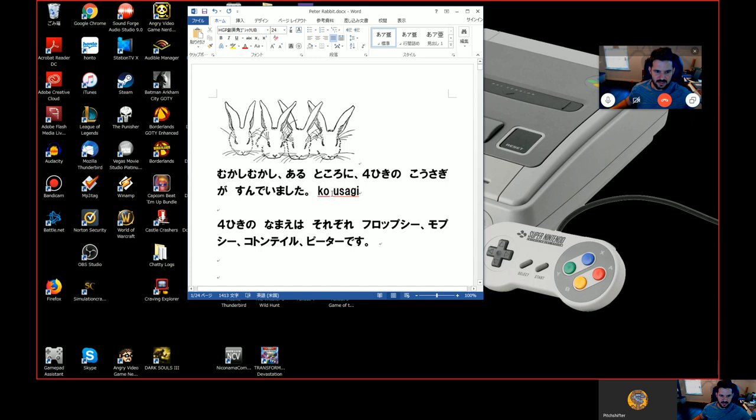And mukashi mukashi is kind of like once upon a time. What's a direct translation in Japanese? Mukashi mukashi, exactly. It's often used at the start of fairy tales in Japan. Like in English, you say once upon a time, when you're going to tell a fairy tale.